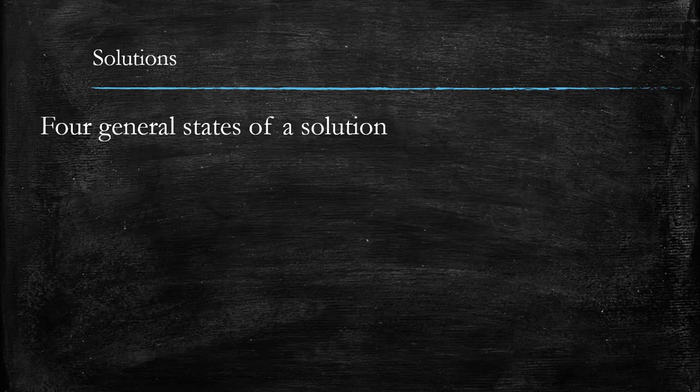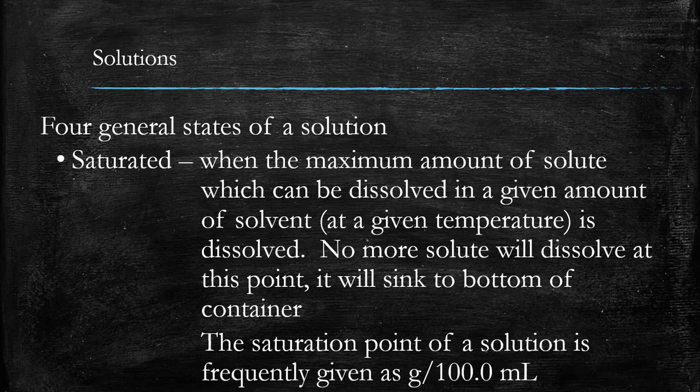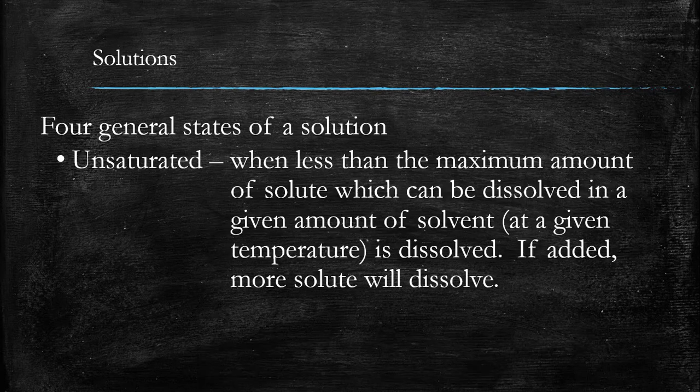There are four general states of a solution. A saturated solution is when the maximum amount of solute, which can be dissolved in a given amount of solvent, is dissolved. If you add any more solute, it will not dissolve and will just usually fall to the bottom of the container. The saturation point of a solution is frequently given in the unit grams per 100 milliliters. In an unsaturated solution, the maximum amount of solute has not been reached. If you add more solute, it will dissolve.